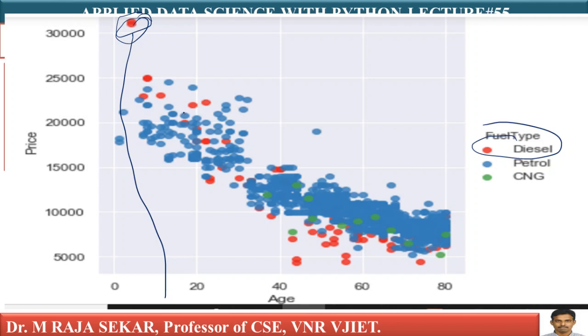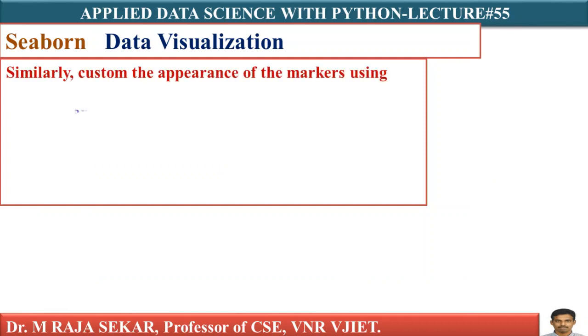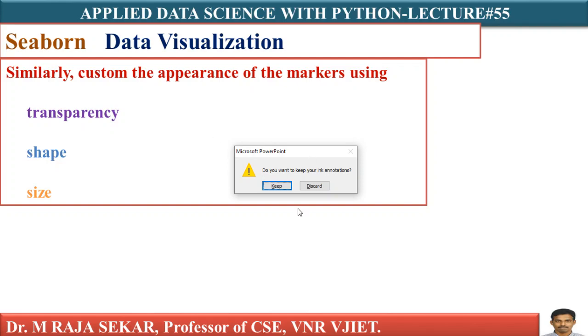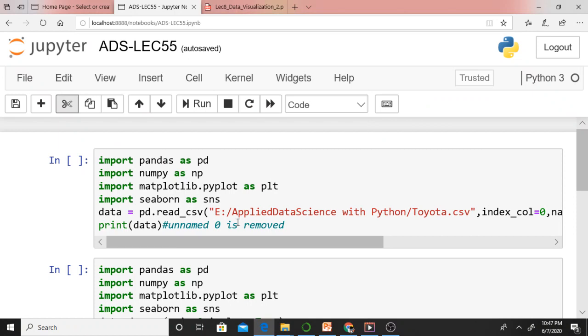We can also check the relationship between price and age, as we know that whenever the car age is high, the price is very low, and when the age is low, the price is high. Similarly, we can analyze these graphs with the help of transparency, shape and size. These things I will discuss in my future classes. For now, let me go to our Jupyter notebook and we will try to understand these programs.